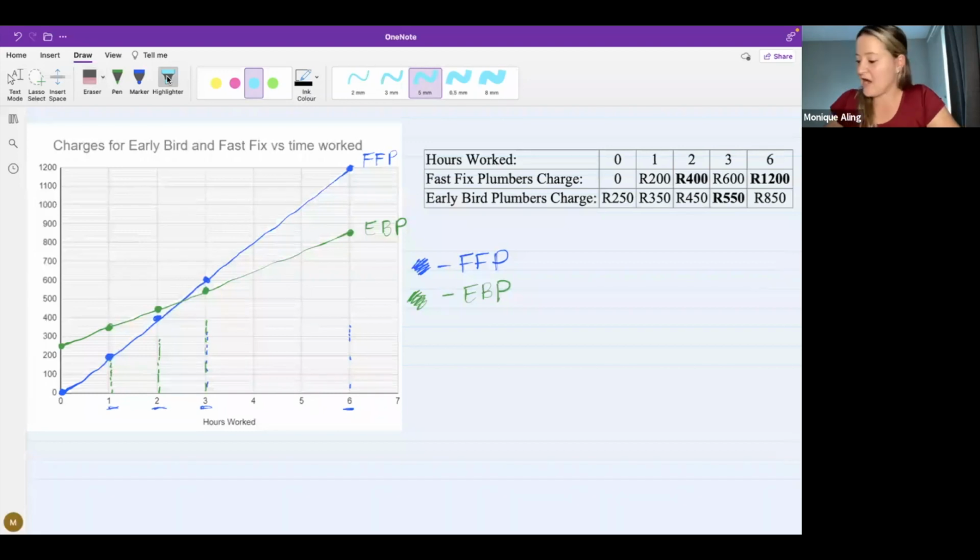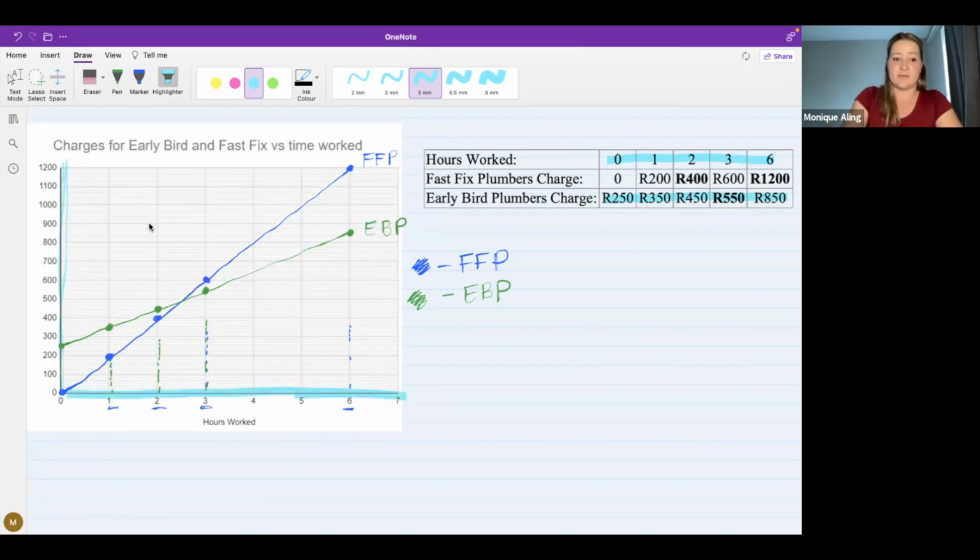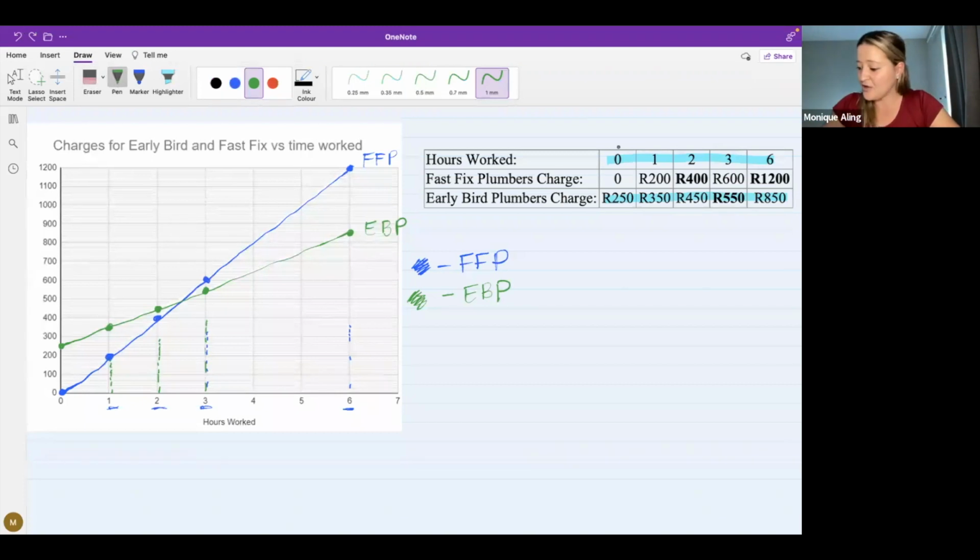Okay, here are our early bird amounts. And then we've got our hours, because our graph has the amounts on the side and now hours at the bottom. Okay, so based on the scenario, they told us early bird plumbers charge you 250 Rand straight away. So as you can see in the table, even if they don't end up working for very long, they don't even complete an hour, you still have to pay 250 Rand.